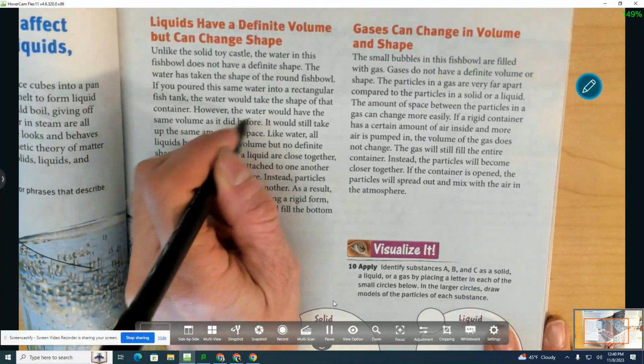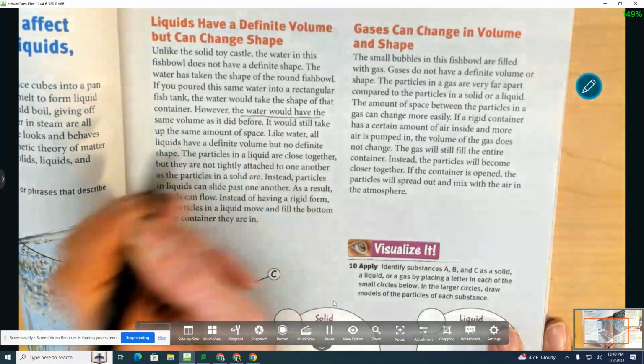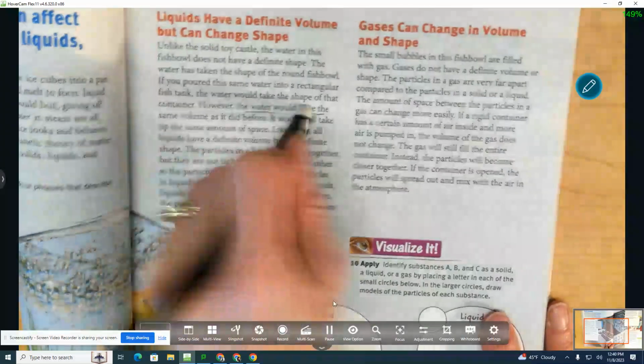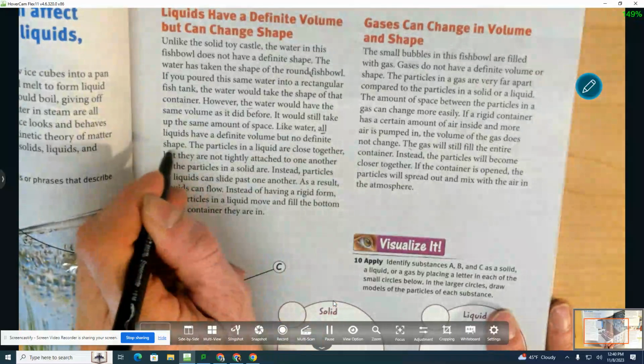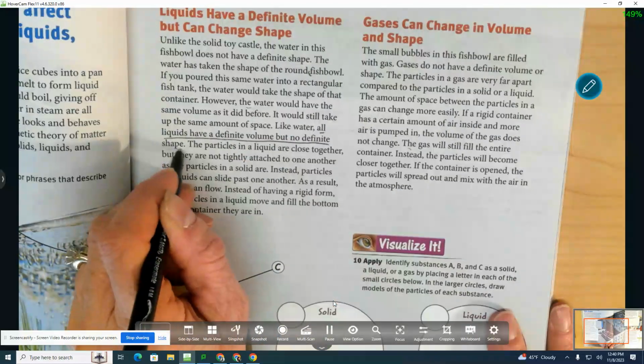So liquids have, we'll say water. Whoops, that's the wrong one. All liquids have a definite volume but no definite shape.